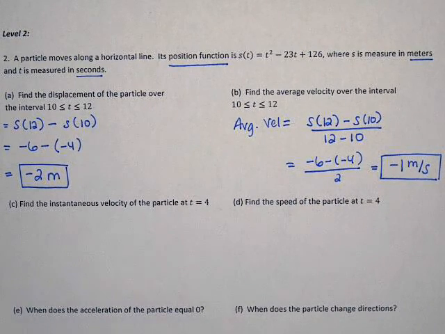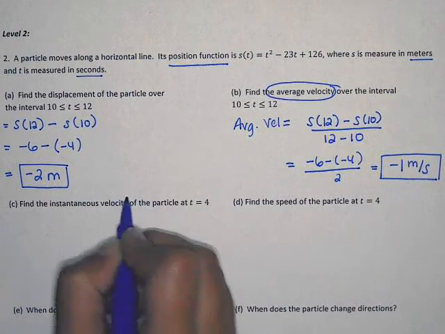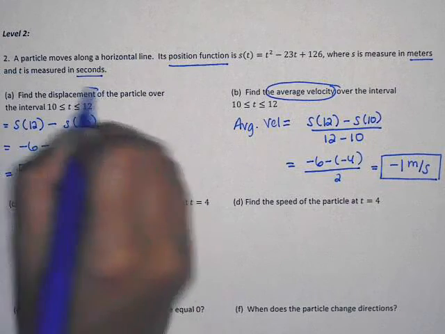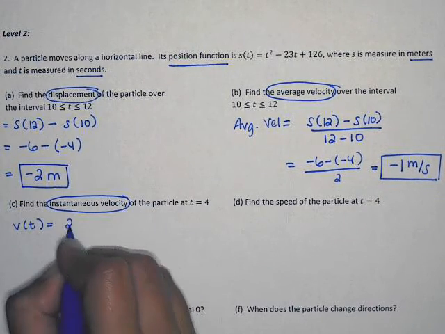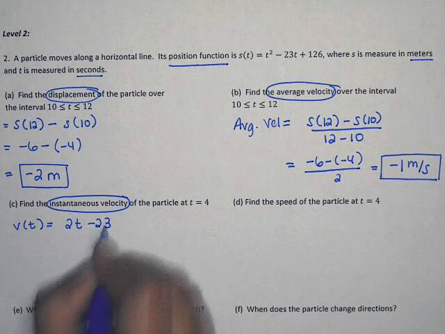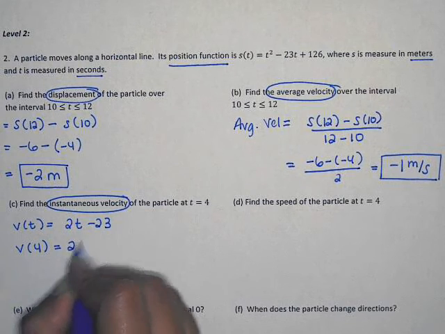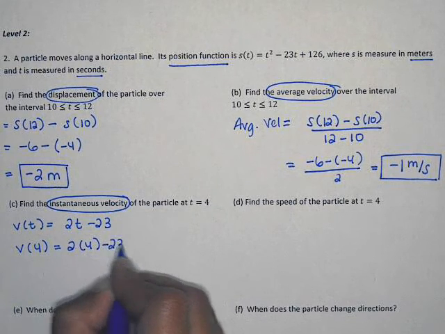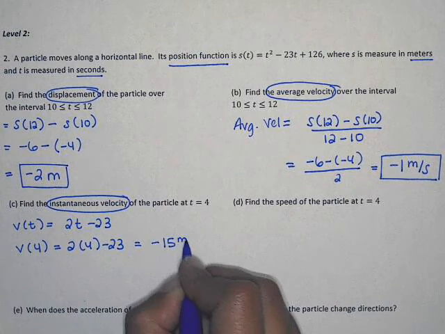Instantaneous velocity at 4. When I see average velocity, I think slope. When I see instantaneous velocity, I think derivative. So my derivative would be 2t minus 23. I want to know my velocity at 4, so I would have 2 times 4 minus 23. And 8 minus 23 would be negative 15 meters per second.